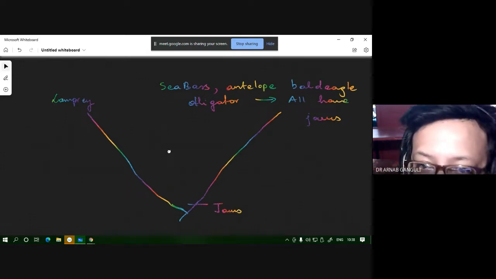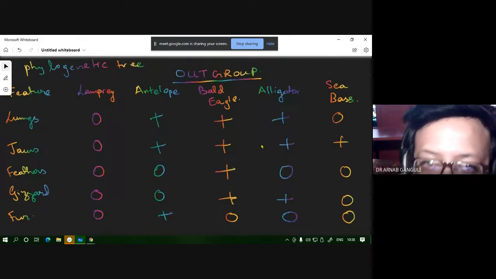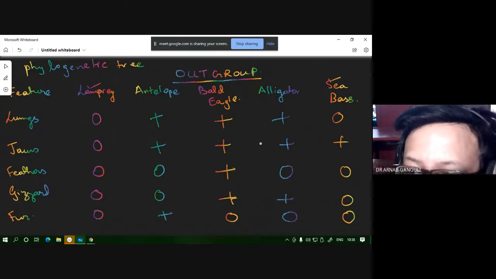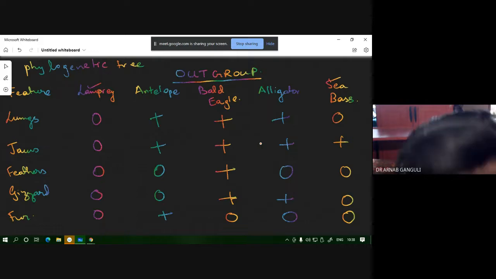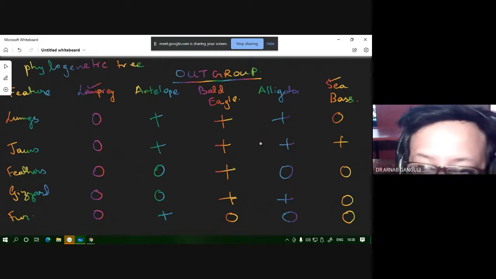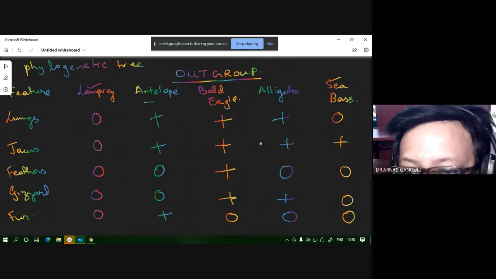Now we go to this table again once more. Now next day. এবারে sea bass, jaws has character done. Among the remainder, what is the difference between sea bass and the next person? Next character কি হতে পারে? Antelope, bald eagle, alligator, and sea bass. You try to find out which is the next difference.